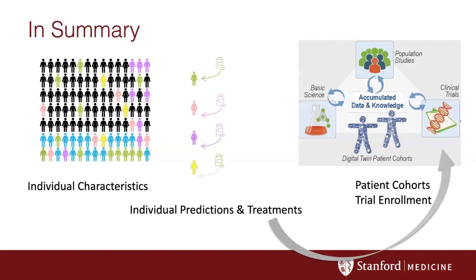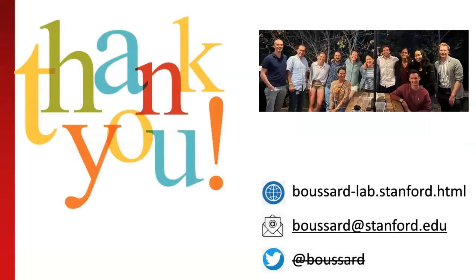And then in summary, this can really help us build these cohorts of patients. So we can have this cohort of digital twin patients where we can use these to really optimize clinical trials. We can do many population studies, and we can guide our basic science research for hypothesis testing, looking at all different types of avenues. And so with that, I am going to stop there.